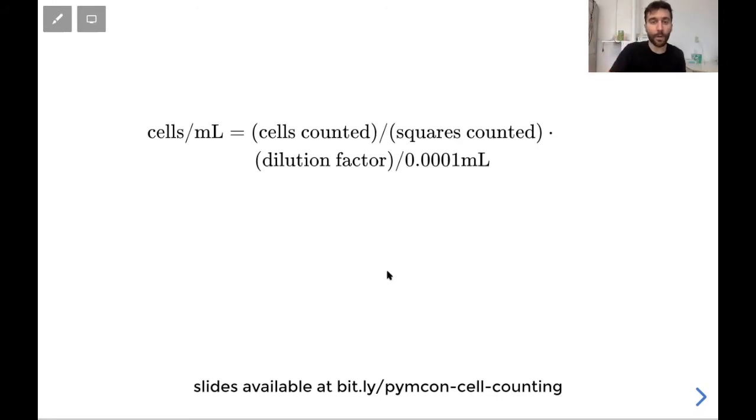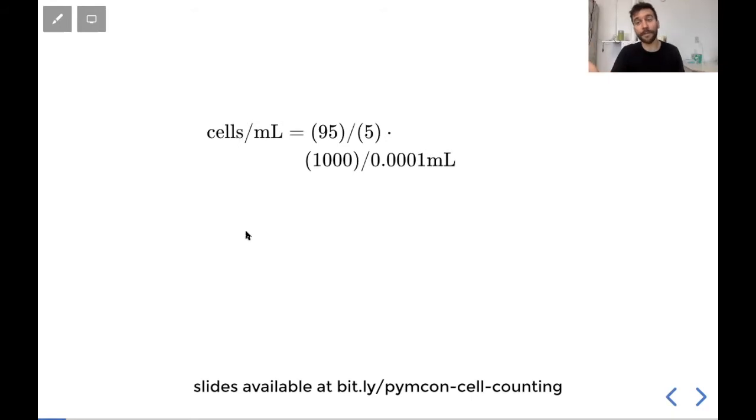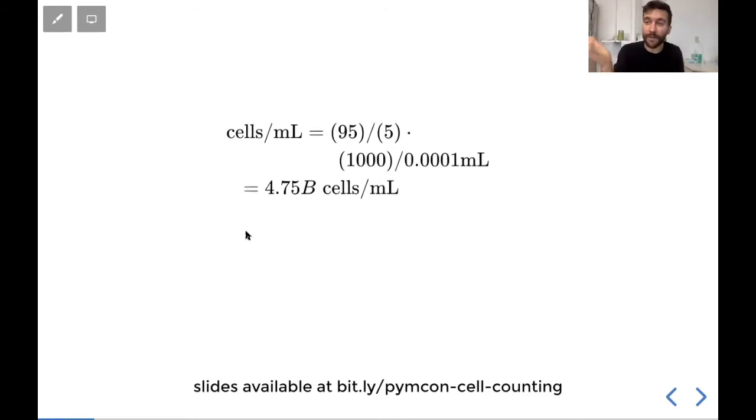Okay, so let's put in our numbers. I counted 95. I counted a total of 5 of the squares. Our dilution was 1,000 times, and we divided by this hemocytometer volume, and we get a number that's 4.75 billion cells per milliliter, which is about what the yeast manufacturer advertises as well. So it's accurate in that sense. It's in the right order of magnitude at least.